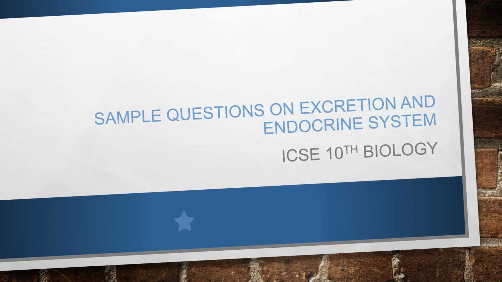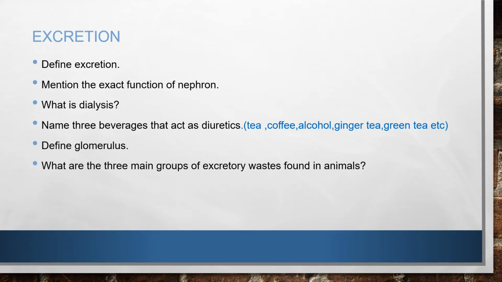Let's get started. Now, first we have taken the excretion part. In this excretion, the first question I have written here is: define excretion. This is a very basic question. Then, mention the exact function of nephron. What is dialysis? Name the three beverages that act as diuretics.